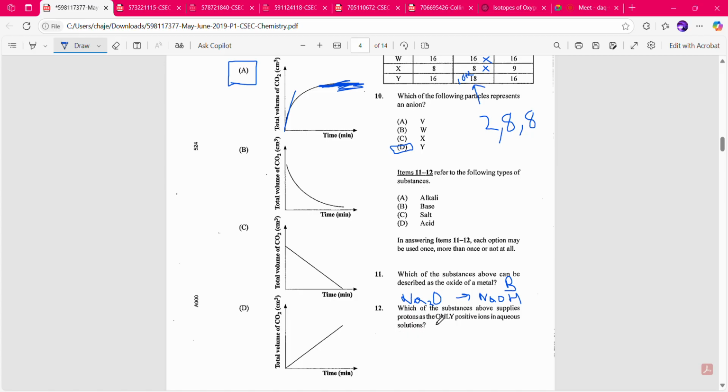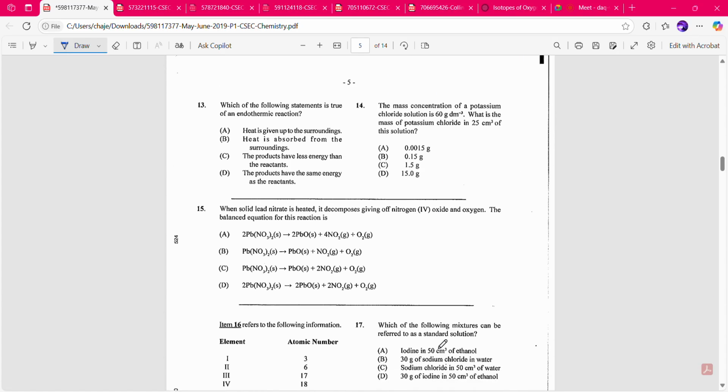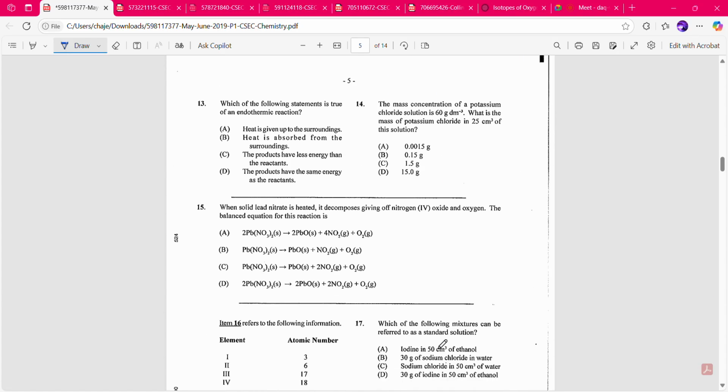Number 12, which of the substances above supplies protons as the only positive ions in aqueous solution? Acids. Number 13, which of the following statements is true of an endothermic reaction? Heat is given up to the surroundings. Actually, in endothermic, heat is absorbed, right, which is B. Heat is absorbed from the surroundings, hence it feels cold.